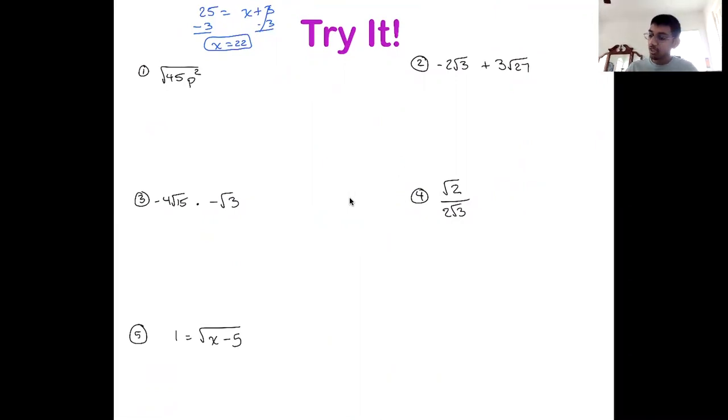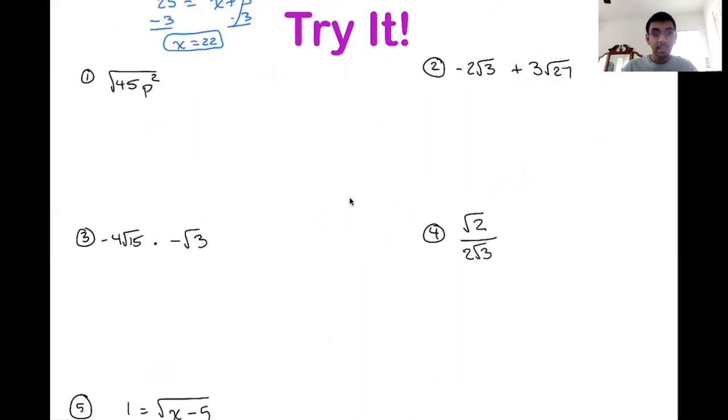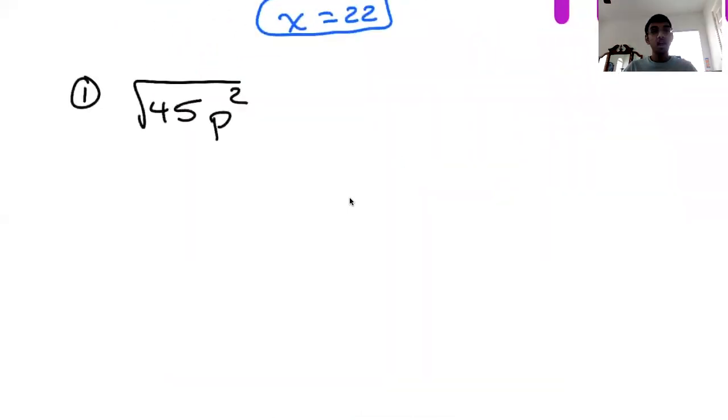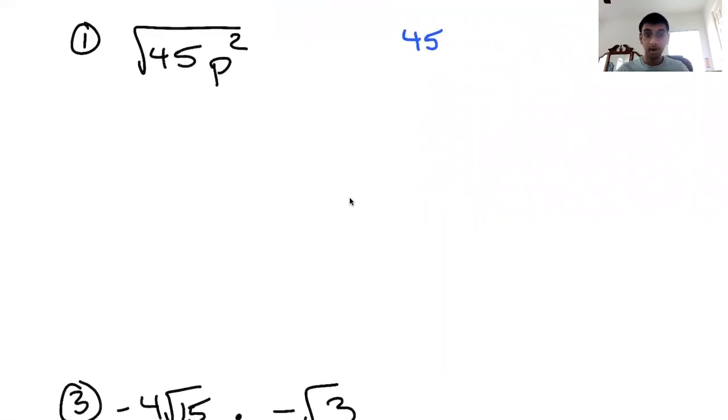All right, so I hope you just tried them and did well. Let's see how you did. So let's start off with number 1. We have radical 45p squared. Okay, so this one, I am going to do a factor tree to start off. So we're going to have 45p squared, because that's the entire thing inside the radical, right?